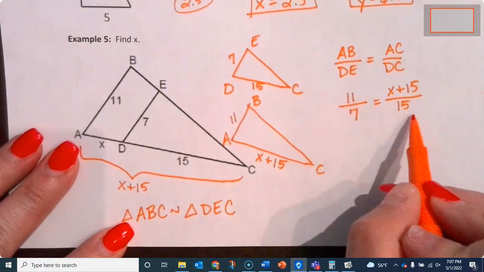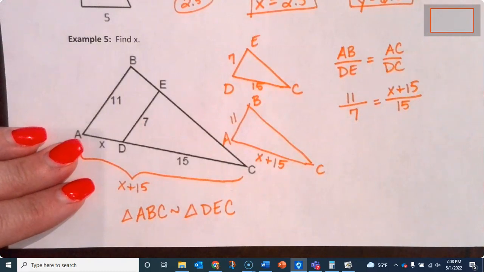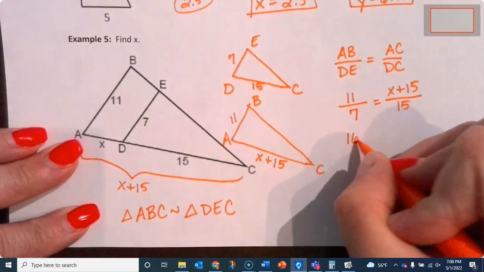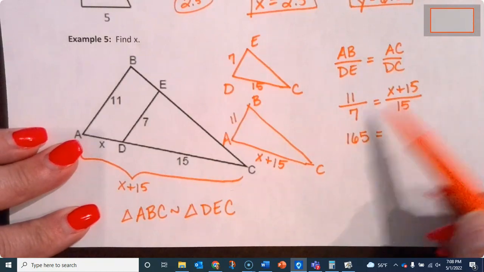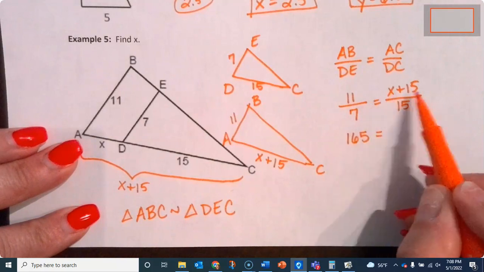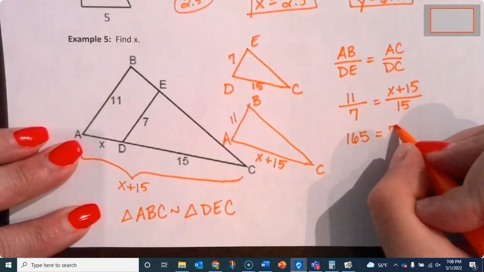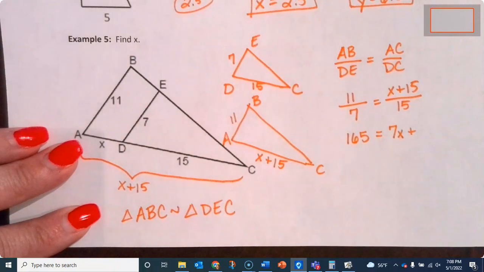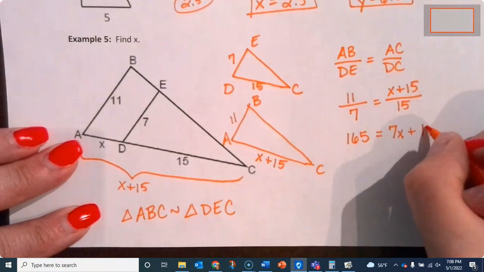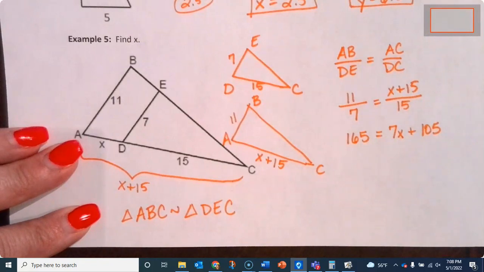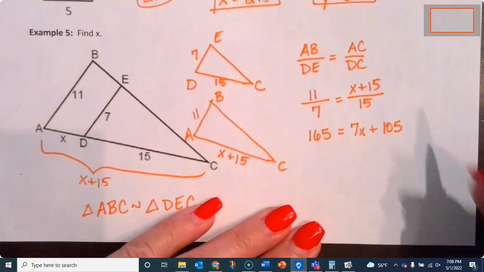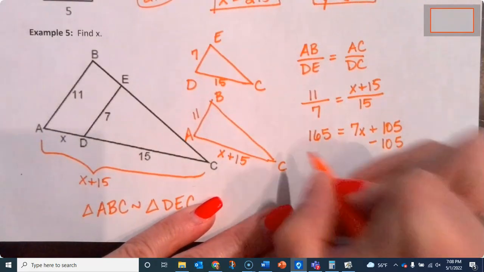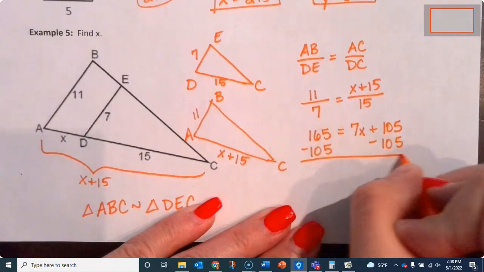All right, so 11 times 15 is 165. And 7 times x plus 15. When you're multiplying 7 times x plus 15, remember you have to distribute it to both of those terms. So 7 times x gives me 7x, and 7 times 15 gives me 105. Now from there, you're working towards getting those x's by themselves. So first step, subtract 105 from both sides, because whatever you do to one side, you have to do to the other.